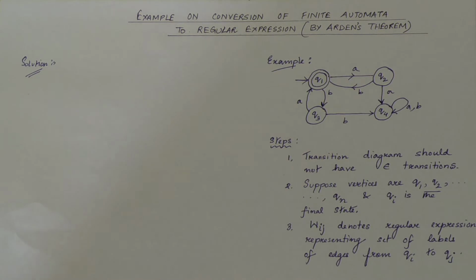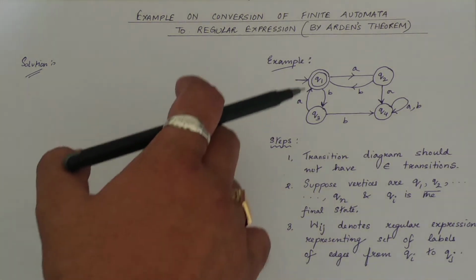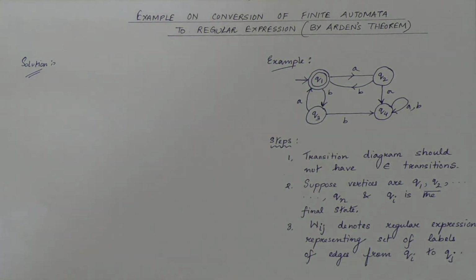Let us take the example. The example is given to you and we'll try to solve it by using Arden's theorem. So how to do it? First of all, you have to write down the equations for each state and check the incoming edges. How to do that? We have 4 states, right? For every state we have to make a different equation. So how to do that?